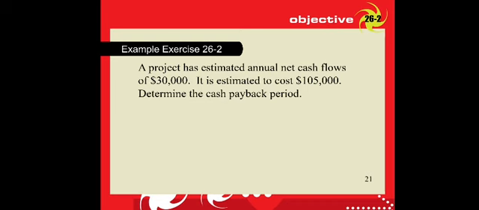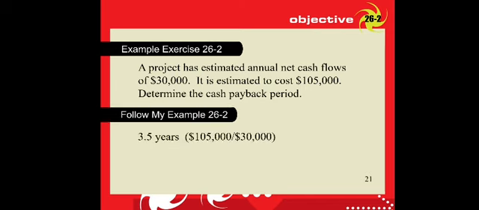So this is an example. A project has estimated annual net cash flow of 30,000. It is estimated to cost 105,000. Determine the cash payback period. So this is easy, isn't it? You can use the formula. The formula is 105,000 divided by 30,000. So the cash payback period is 3.5 years.